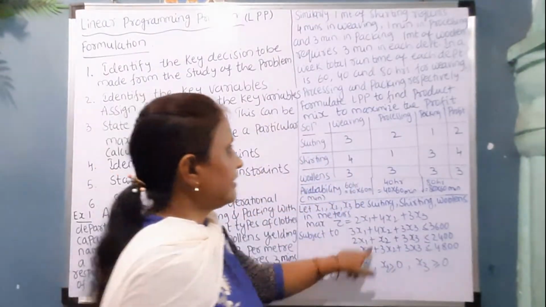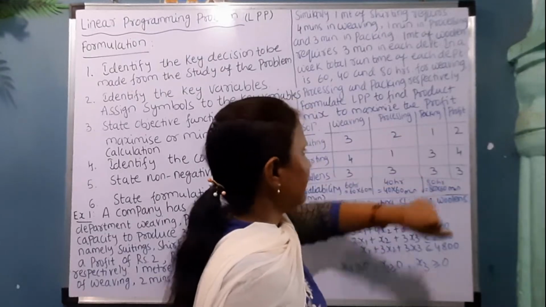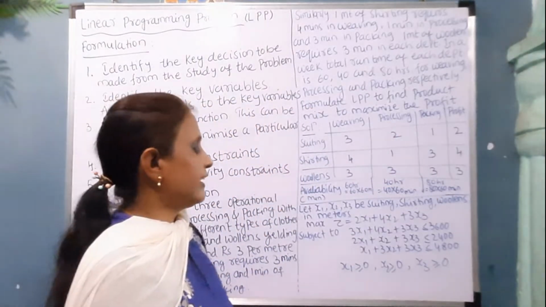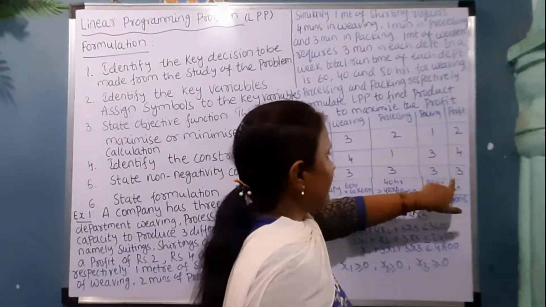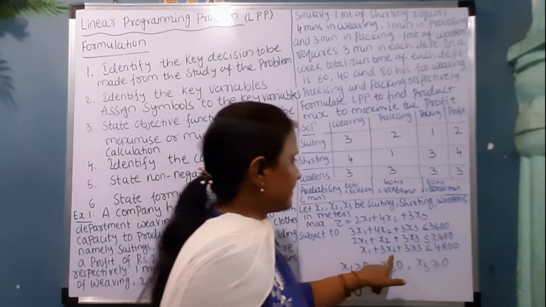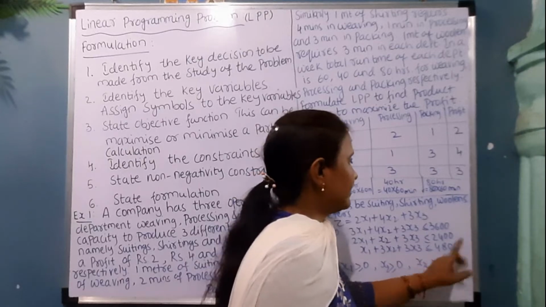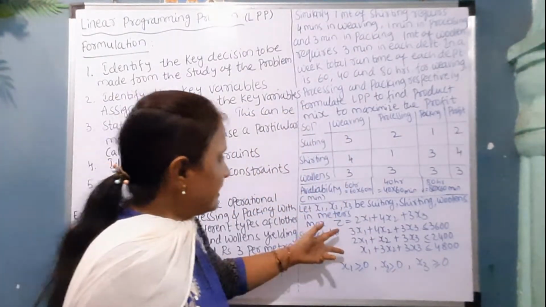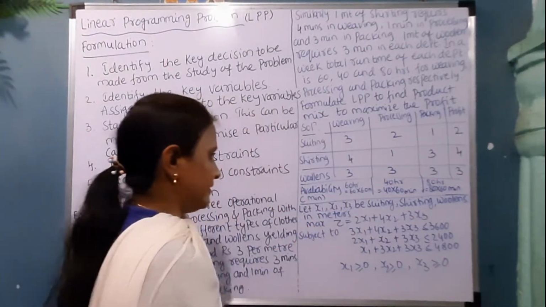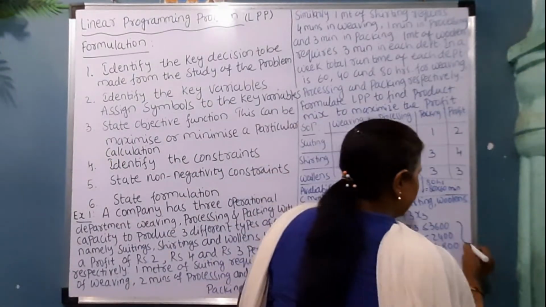Next we have the packing department. In packing again we have 1 minute, 3 minutes and 3 minutes, so x1 plus 3x2 plus 3x3 is less than or equal to 80 hours or 4800 minutes. So these are nothing but the constraints. Here these three are the constraints.